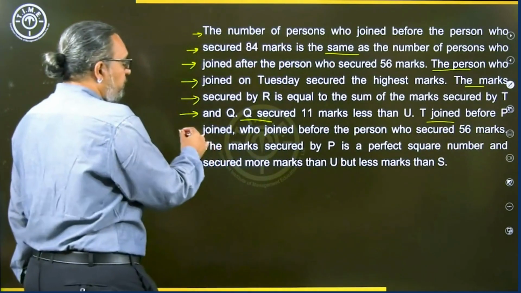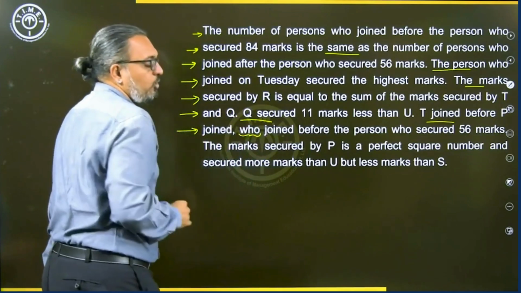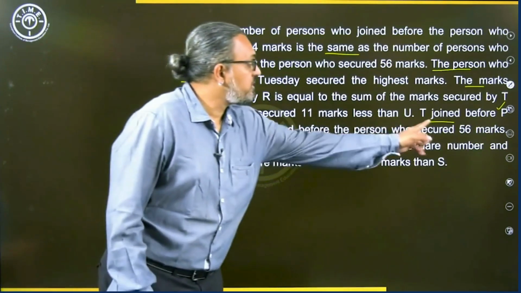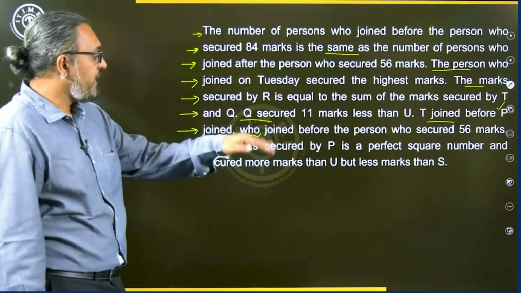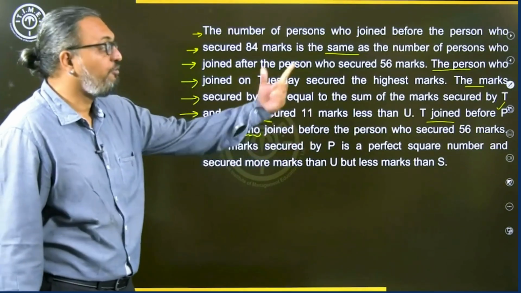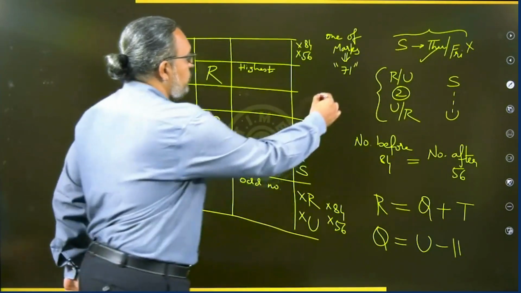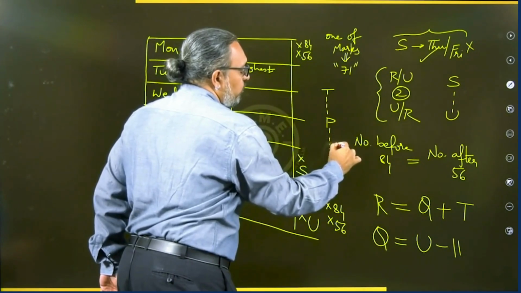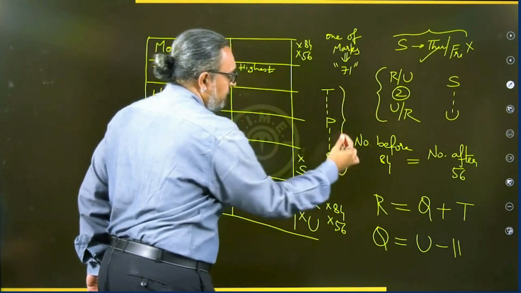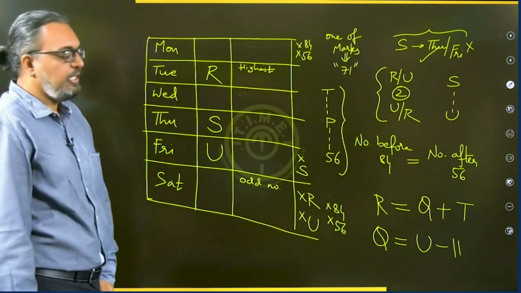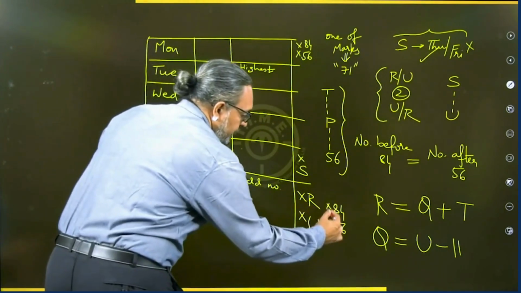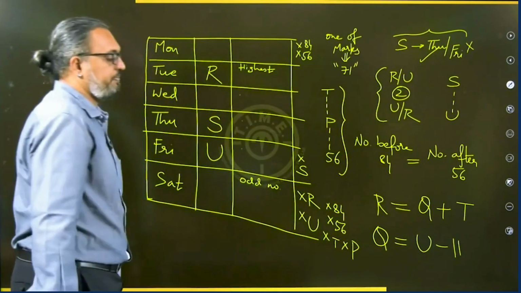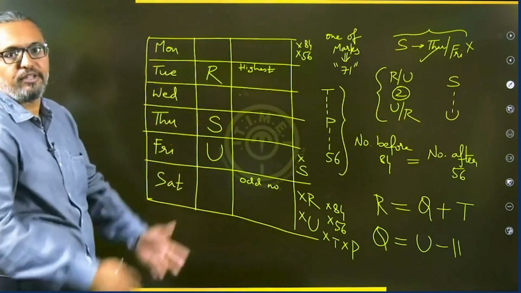T joined before P joined. Who? Who means it is the person just before, that is P, joined before the person who secured 56 marks. So T is before P, and P is before 56. So T is before P, who is before the person who scored 56 marks. Correct? Then obviously you cannot have T here in the last. You cannot have P also here in the last. Because first 56 should come, then only above 56, P and T.